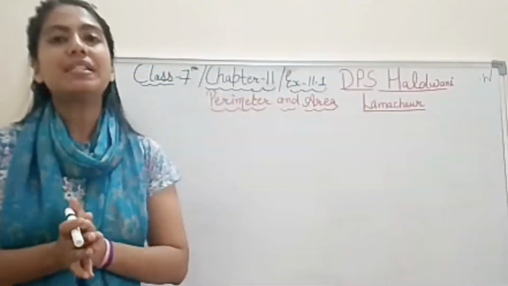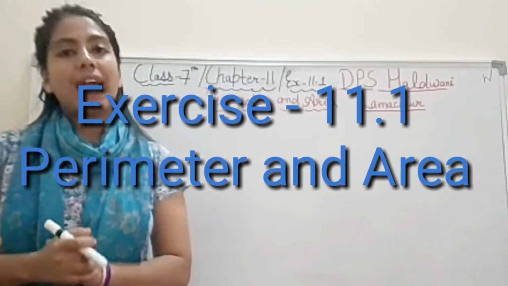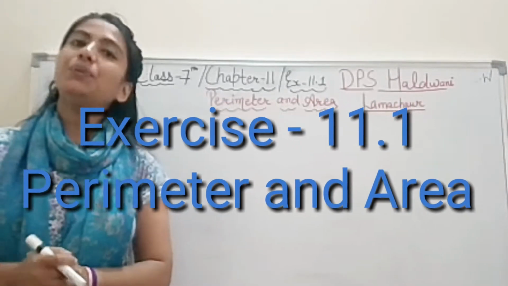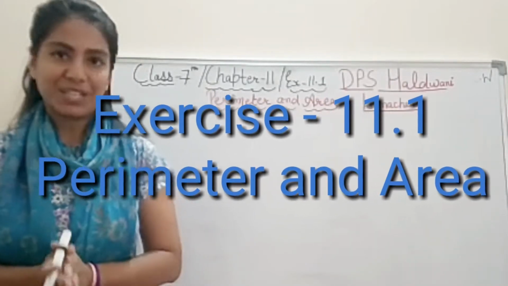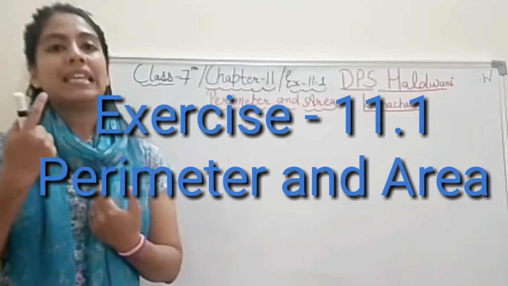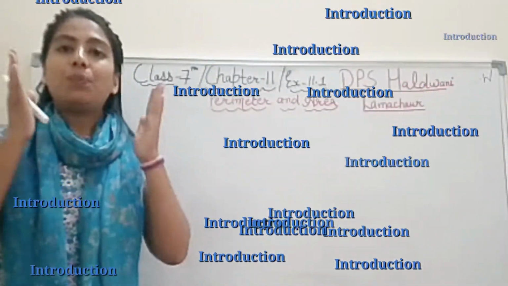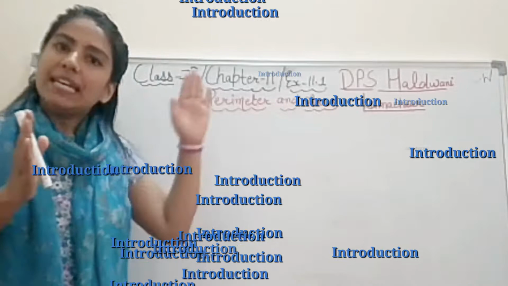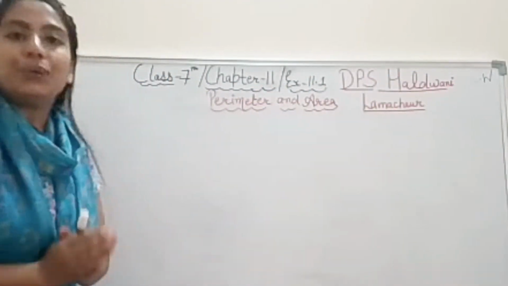Students, today we are going to start a new chapter, chapter 11, Perimeter and Area. And today we will do the first exercise of this chapter, that is 11.1. As we used to do before starting the exercise questions, let us have an introduction about what type of questions we will have in this exercise. So let's start the introduction.